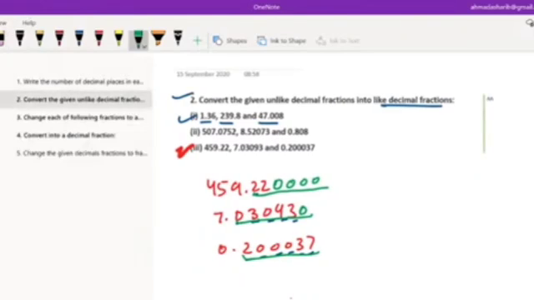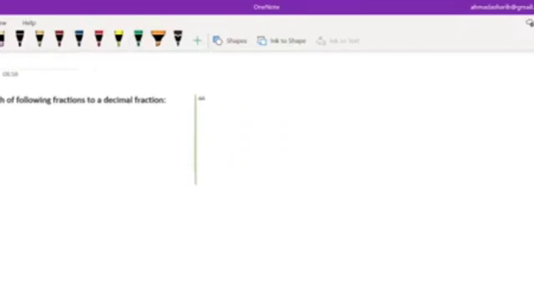So this was question number 2. Now let us do the third question. Question number 3 is, change each of the following fractions to a decimal fraction. Question 1, 7 upon 10. So it will be, what we have to do, we have to convert the given fraction into decimal numbers.